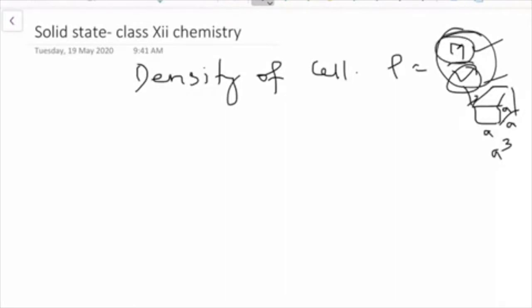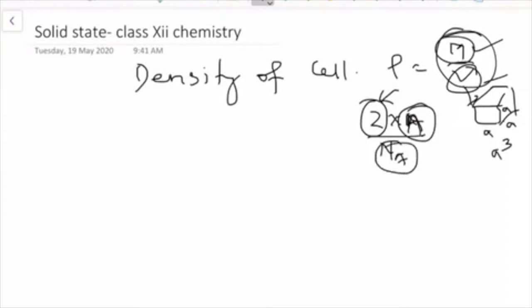Now when you are calculating the mass, mass is equal to Z into M, or usually we call it A, so that is Z into A divided by NA, where Z stands for the rank of a unit cell, the total number of constituent particles present in a unit cell, and A stands for the atomic mass. For example, if it is sodium, we take A as 23, and if it is carbon, we take it as 12, and NA stands for Avogadro's number. So Z into A over NA is your mass.